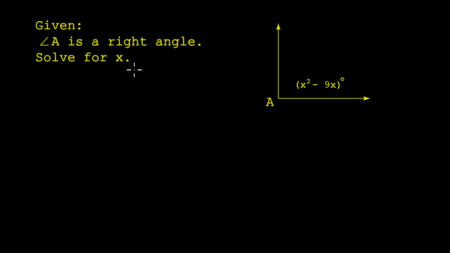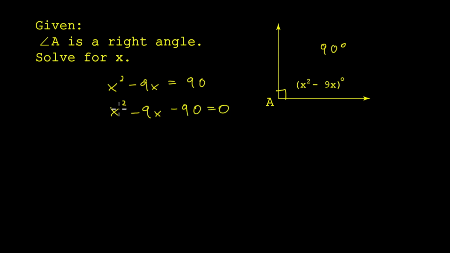In this video, we will continue with algebra from geometry involving a quadratic. So we start with the givens. Given angle A is a right angle, solve for x. So angle A is a right angle, which means that it is 90 degrees, which means that x squared minus 9x equals 90. Therefore, x squared minus 9x minus 90 equals 0.